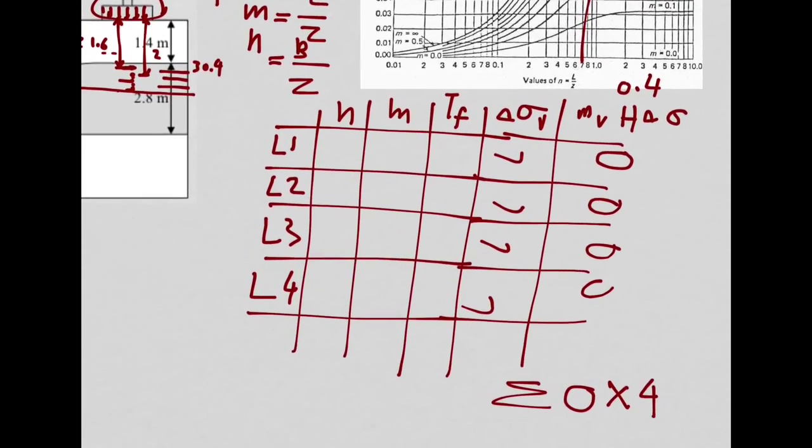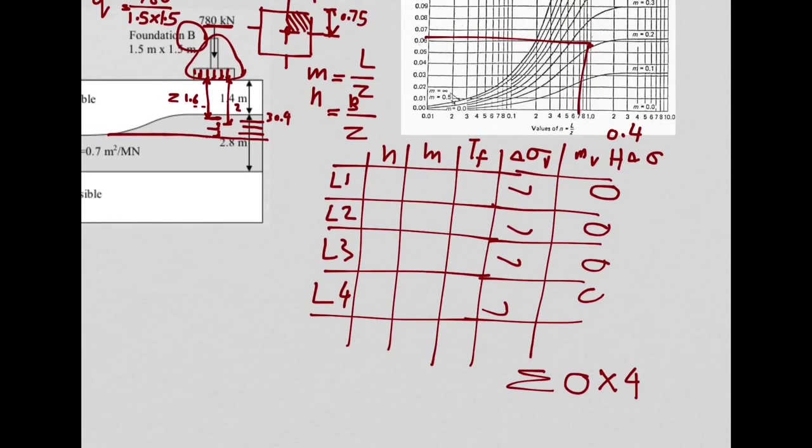Why do we multiply it by 4? Because remember, what we have before here is only a quarter of the loaded area. So if we want to get the total settlement, it must be multiplied by 4. So this is the 4 that we have here to consider this point.